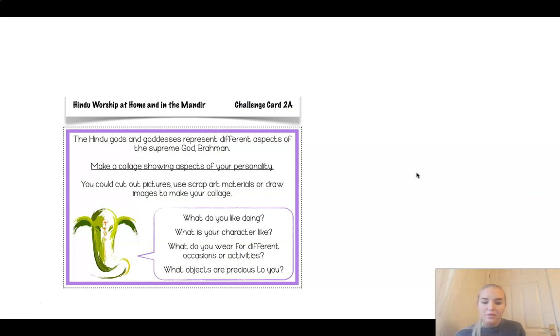If you would like, it can only be half an A4 sheet, and you can cut out pictures, use any scrap art or materials, or draw images to make your collage. But this is your time to really show Miss Newman what type of person you are. What personality do you have? What do you like doing? What is precious to you? So that is your task for today, Year 4.